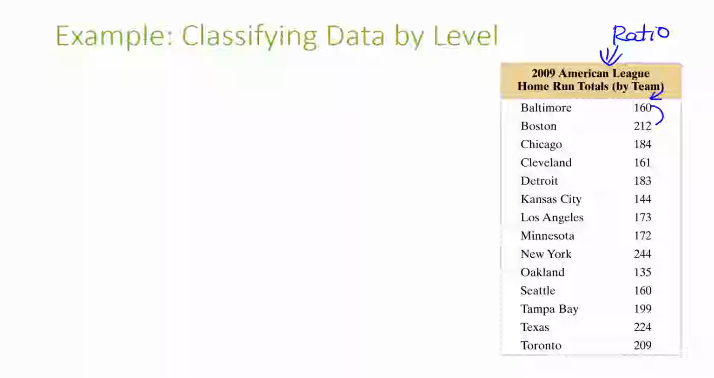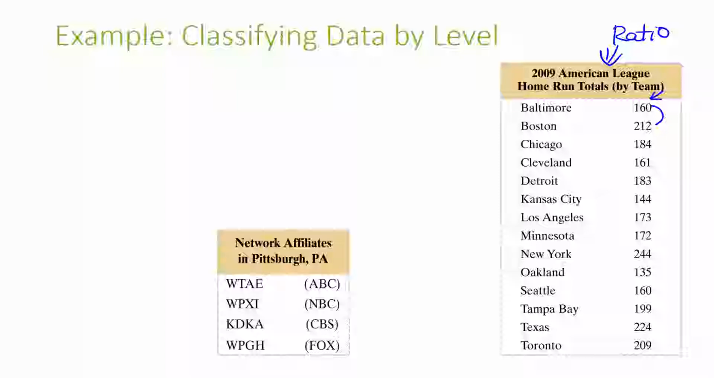Let's look at another example. Here we have a list of network affiliates. So we don't have numbers, so we're not talking about the last two, but we could be talking about either of the first. And specifically, we see here that the different ones are just letters, and that these letters have no order other than maybe alphabetical, but that's not a meaningful order, and so we must be talking about nominal.